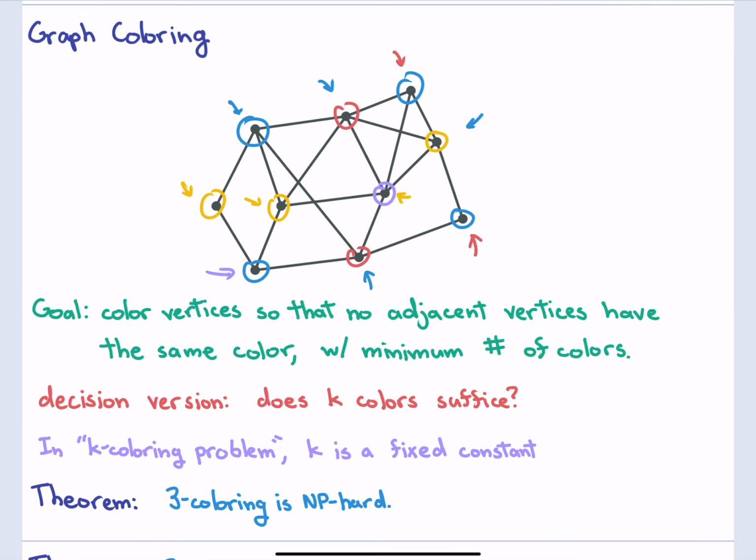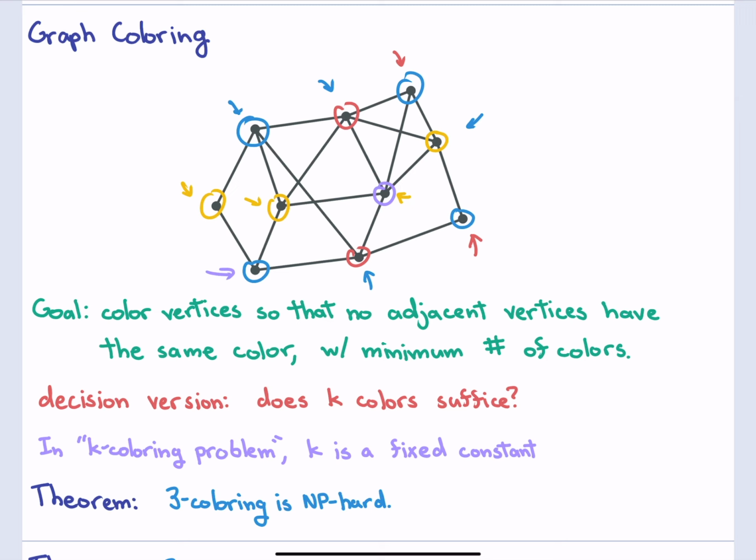Was anyone able to get 3? Okay, so 3 is impossible because we have a clique, a fully connected subgraph with 4 nodes. So you can't put 3 colors on those four. Okay, good. All right, so that means we have the right answer. Great.